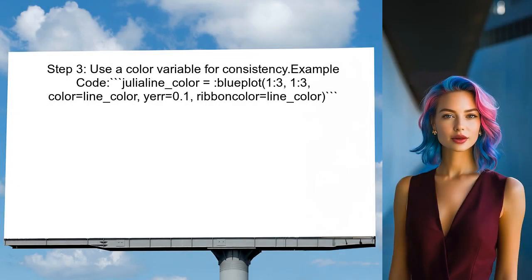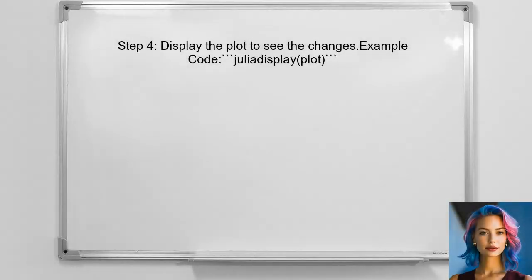Alternatively, if the user wants to apply a consistent color to all error bars, they can define a color variable and use it for both the line and the error bars. Finally, the user should display the plot to see the changes. This can be done simply by calling the plot function without any additional parameters.